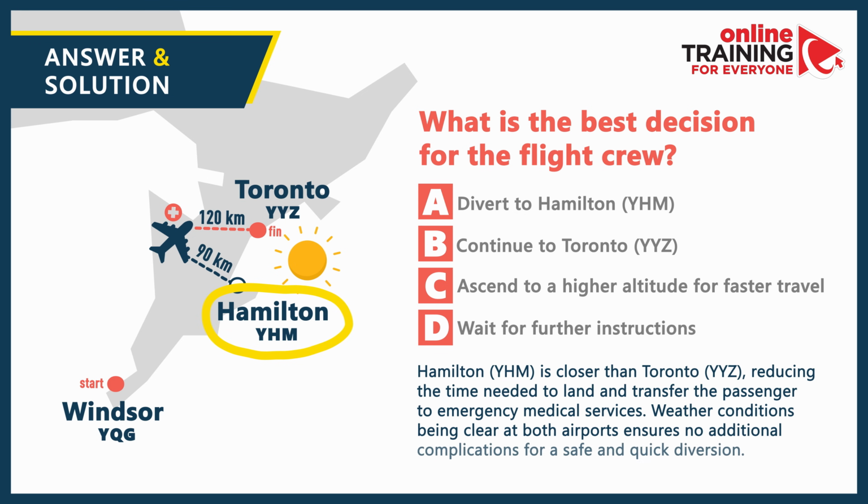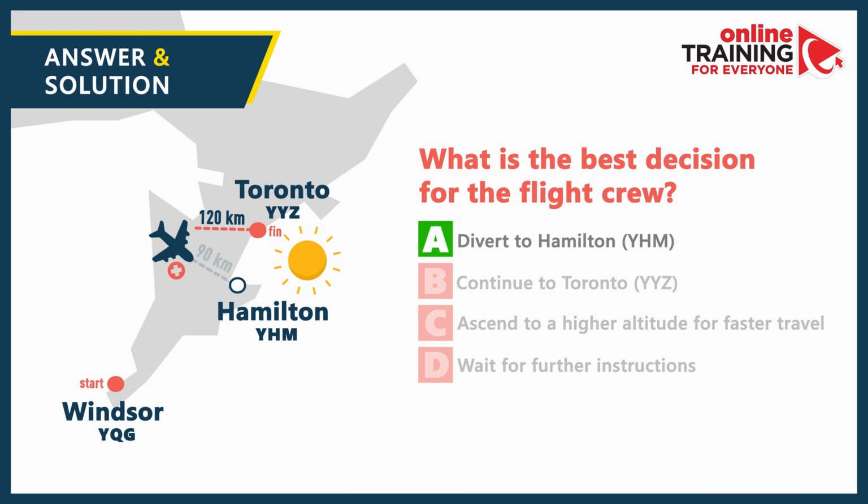Hamilton is closer than Toronto, reducing the time needed to land and transfer the passenger to emergency medical services. Weather conditions being clear at both airports ensures no additional complications for a safe and quick diversion. Which means that the correct answer here is choice A, divert to Hamilton, the closest airport.